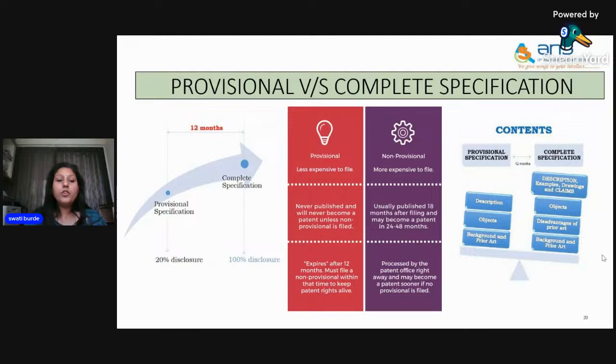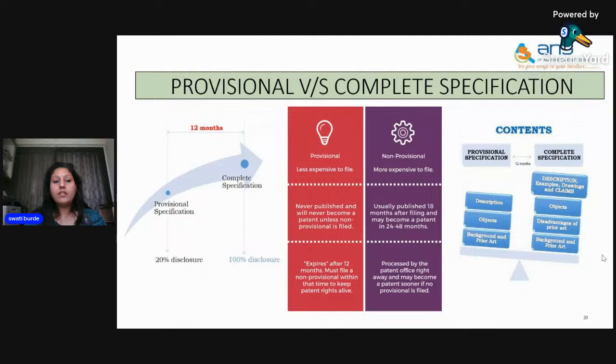So losing your priority means that during that 12 months, another person or your competitors may file for that same invention. So they will get the rights. You will lose the rights. So that is the basic major difference. That's why it is very important to file the complete specification.